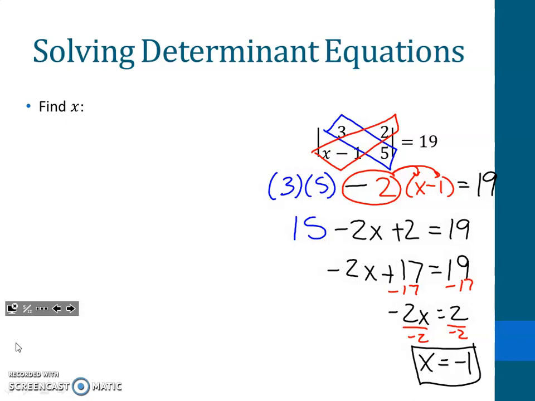Okay? So when you guys get these problems where they've got an x in it, the first step is just to set up your equation. Do your main diagonal times your other diagonal, and then it equals 19, and then you're just going down through and solving. Now, they can get a little bit more difficult.